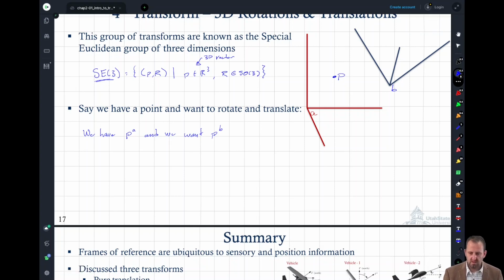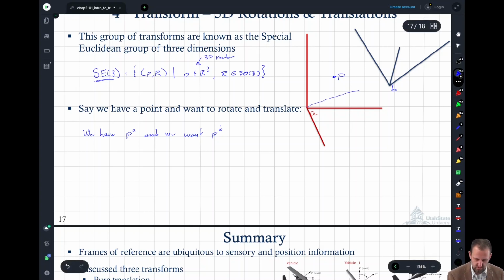Okay, so it's actually not too difficult. We're just going to combine what we have already done, right? So we're going to define this vector V, and it's going from A to B, and we're going to define it in frame A, right?